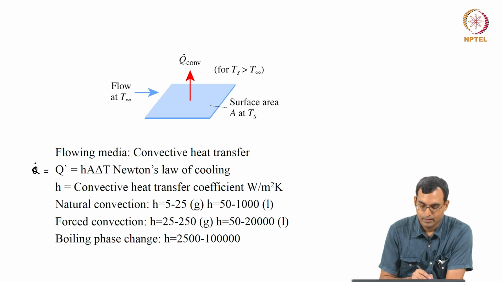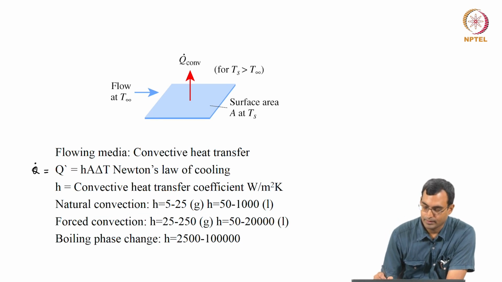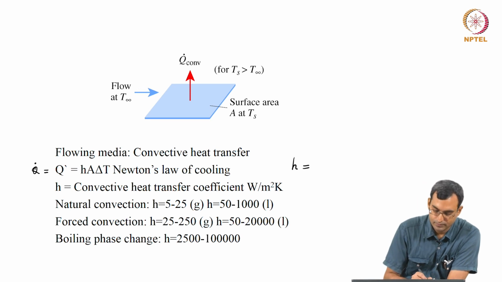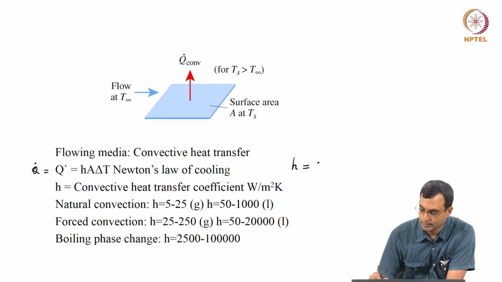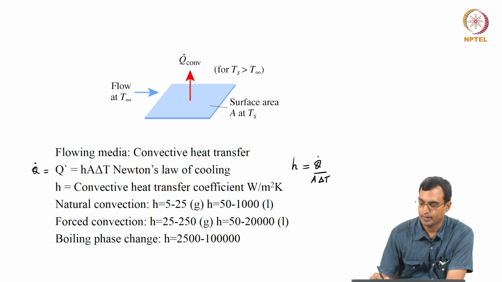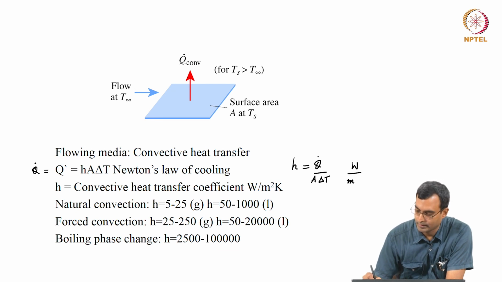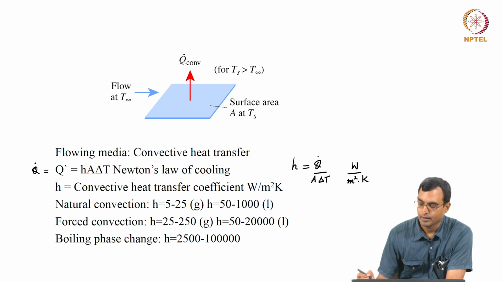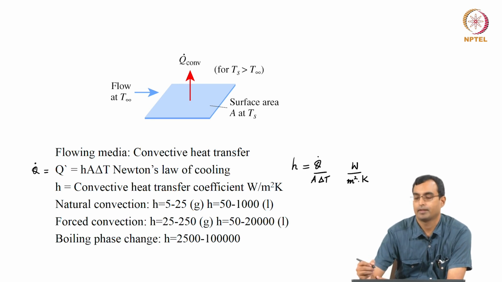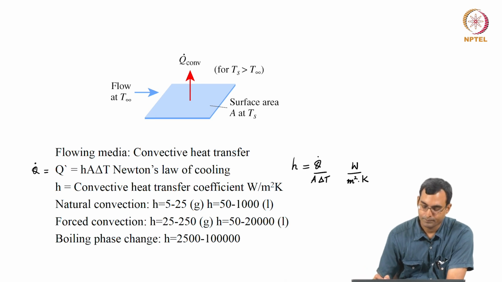In this case there are several things we need to keep in mind. The units of the convective heat transfer coefficient are essentially Q dot divided by area into delta T. Q dot has the units of watts, area has the units of meter square, delta T has the units of Kelvin. So, this has units of watt per meter square Kelvin. In contrast, thermal conductivity had units of watt per meter Kelvin. So, we see the units are different.